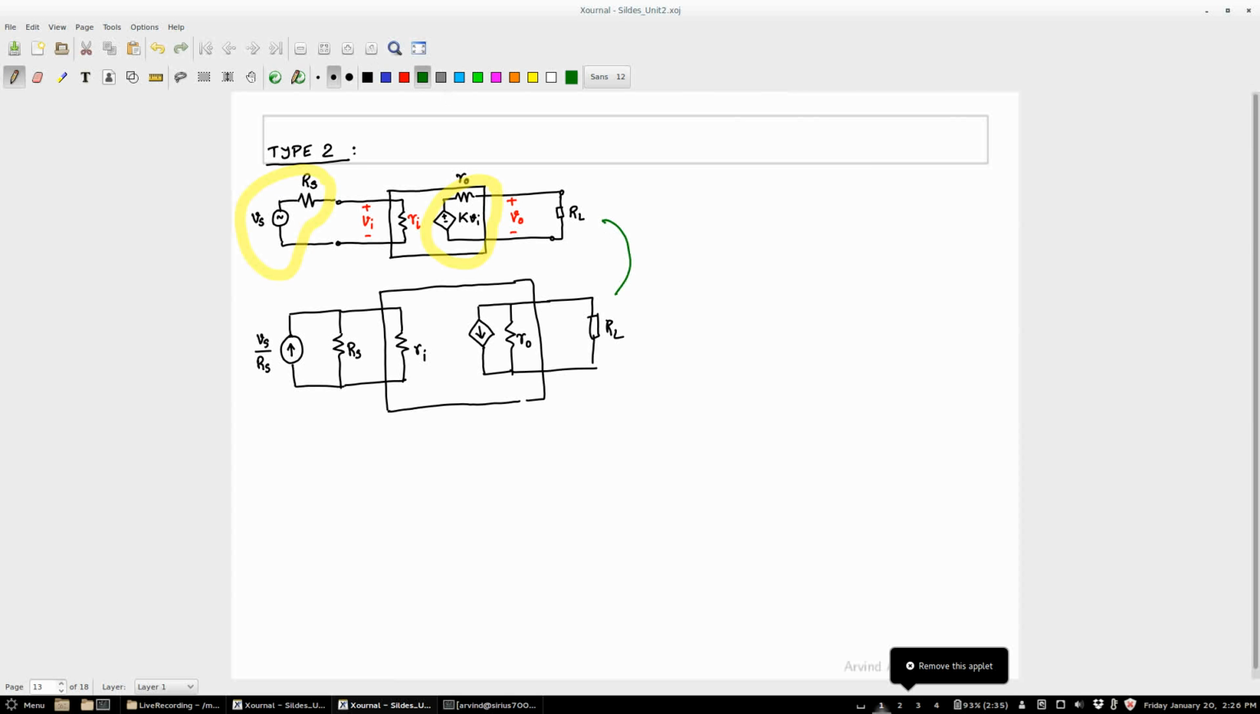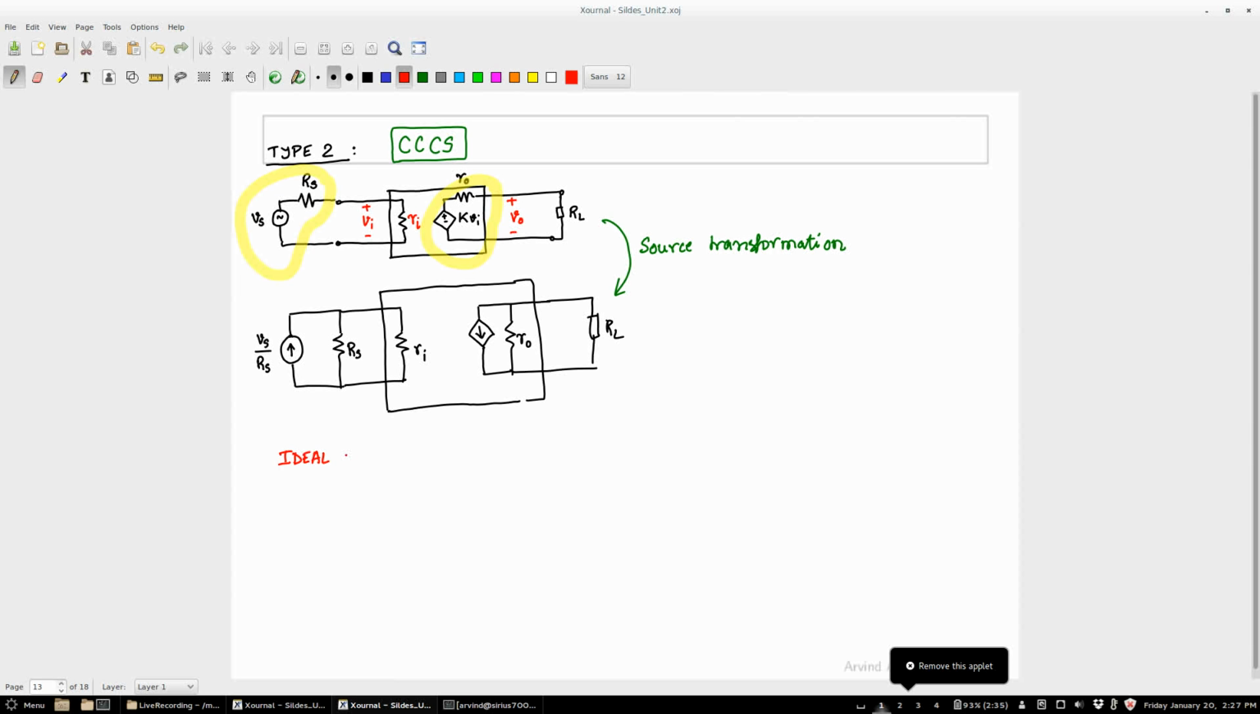And what should happen next? Where will that come? That will be your RO, and that will be your dependent source. Okay. So what have I done? I have just converted this circuit to this circuit by source transformation, right? Nothing very fancy.